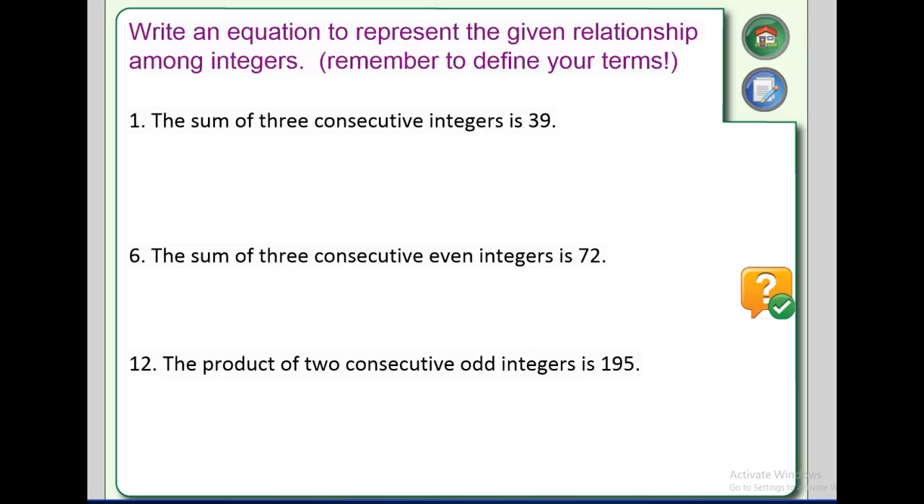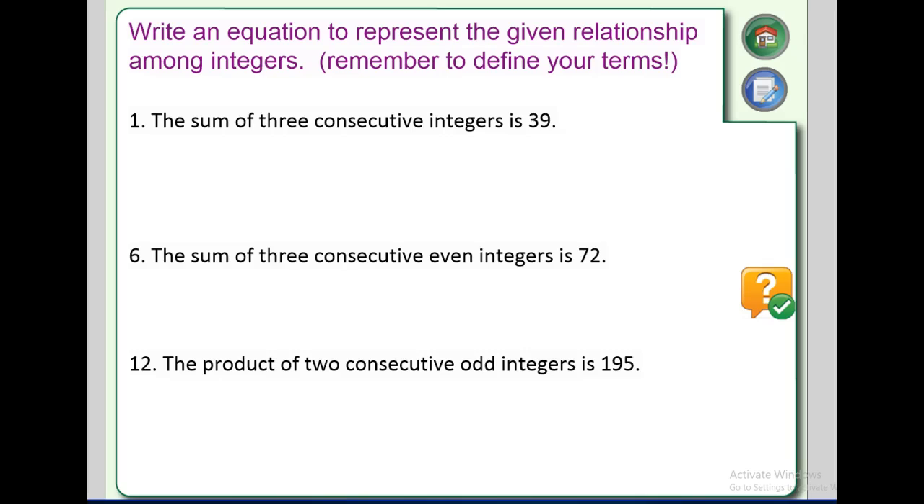So let's go over here and look at my first slide. I want us to write an equation to represent the given relationship among integers. It says, remember to define your terms. So we're going to use our 5-step plan up to the equation part. We only need to do the first 3 steps, kind of like when we were in section 1-6.